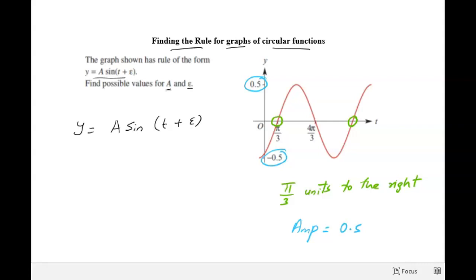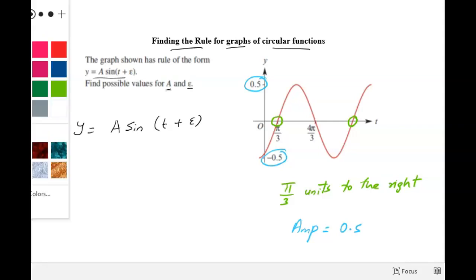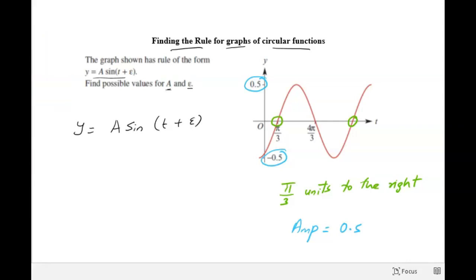The other thing I've got to quickly establish is the period of this function. Half a cycle has been completed from pi on 3 to 4 pi on 3. So 4 pi on 3 minus pi on 3 is 3 pi on 3, or in other words pi. That's the distance for a half cycle, which means the distance for a full cycle is going to be 2 pi. From that I can ascertain that the period of this function is equal to 2 pi, which is what we anticipated when we just quickly looked at the rule.